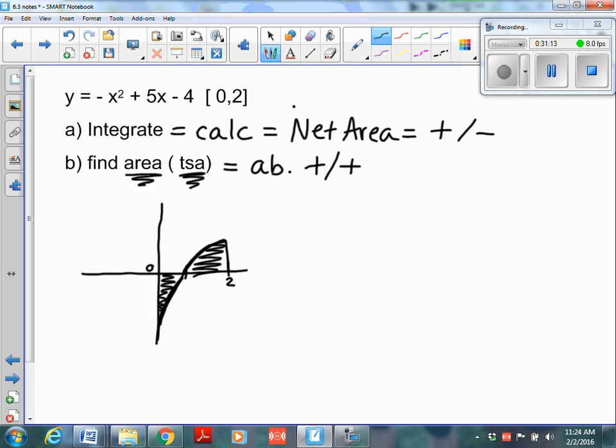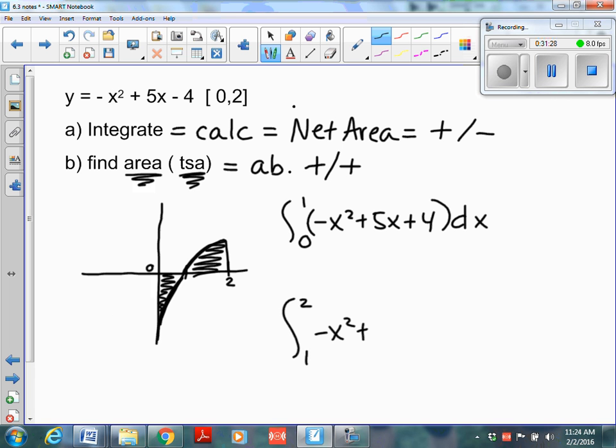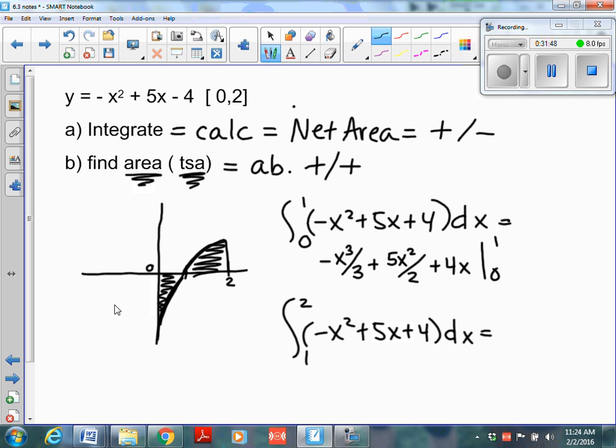So this is all I'm going to do. I'm going to integrate from 0 to 1, negative x squared plus 5x plus 4. And then I'm going to integrate from 1 to 2, negative x squared plus 5x plus 4. Again, I'm going to hurry this up, but when you integrate, it's going to be negative x to the third over 3 plus 5x squared over 2 plus 4x from 0 to 1. Same thing with this one, negative x to the third over 3 plus 5x squared over 2 plus 4x from 1 to 2.